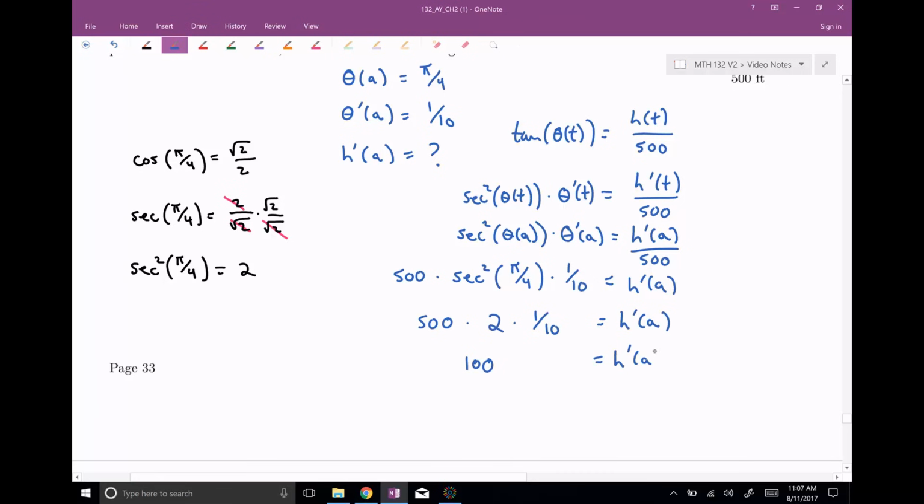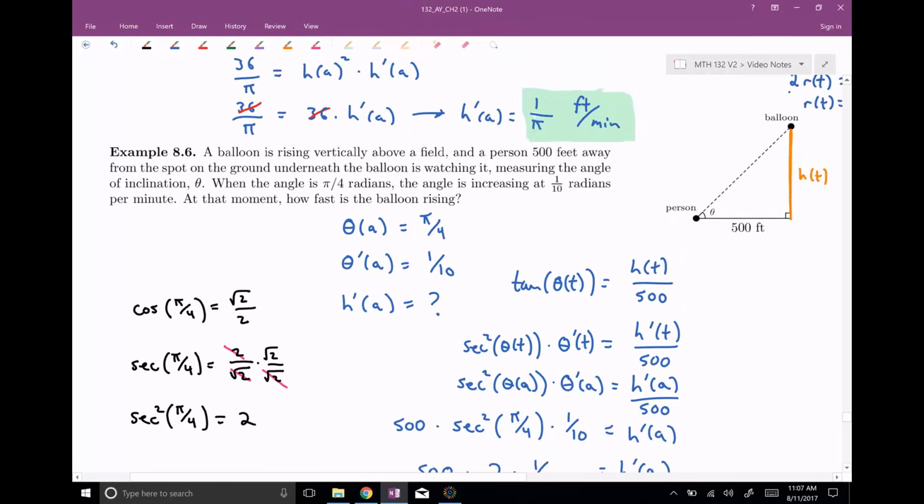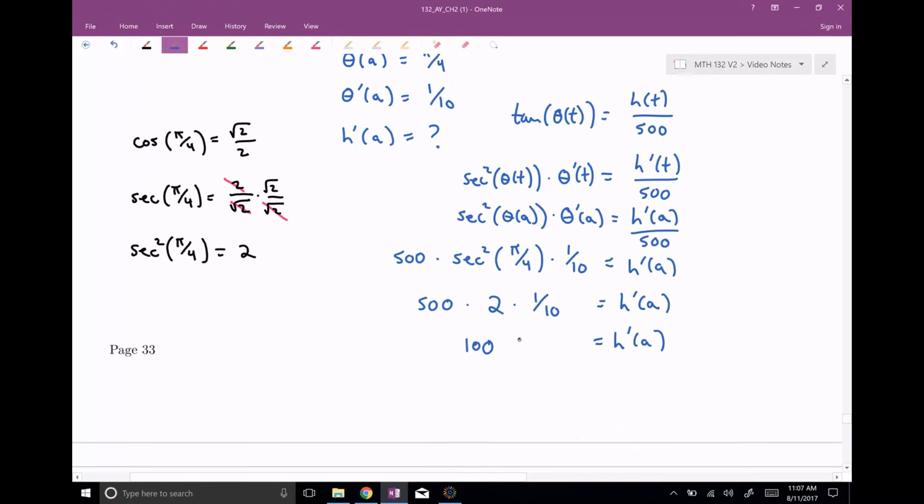And now I need to think about units. The units of height would be something like feet, and then how it's changing, I need a unit of time. I have per minute. So this is going to be feet per minute. All right, and that is my final answer.